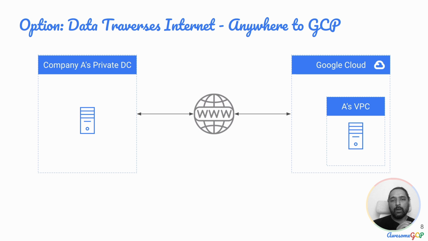One option, of course, to connect a private data center, which is on the left, to the public cloud, which is Google Cloud in this case, is to just go over the public internet. The internet is available for everybody. When you want to send something to Google Cloud, you go over the public internet and it comes back over the public internet. This option is possible and available for everybody.